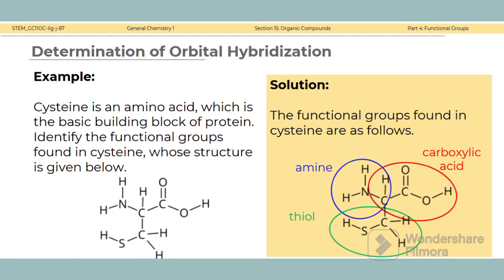For the solution of our example, the functional groups found in cysteine are as follows. The group underlined in blue corresponds to an amine, the group encircled in red is a carboxylic acid, and the one encircled in green is thiol.